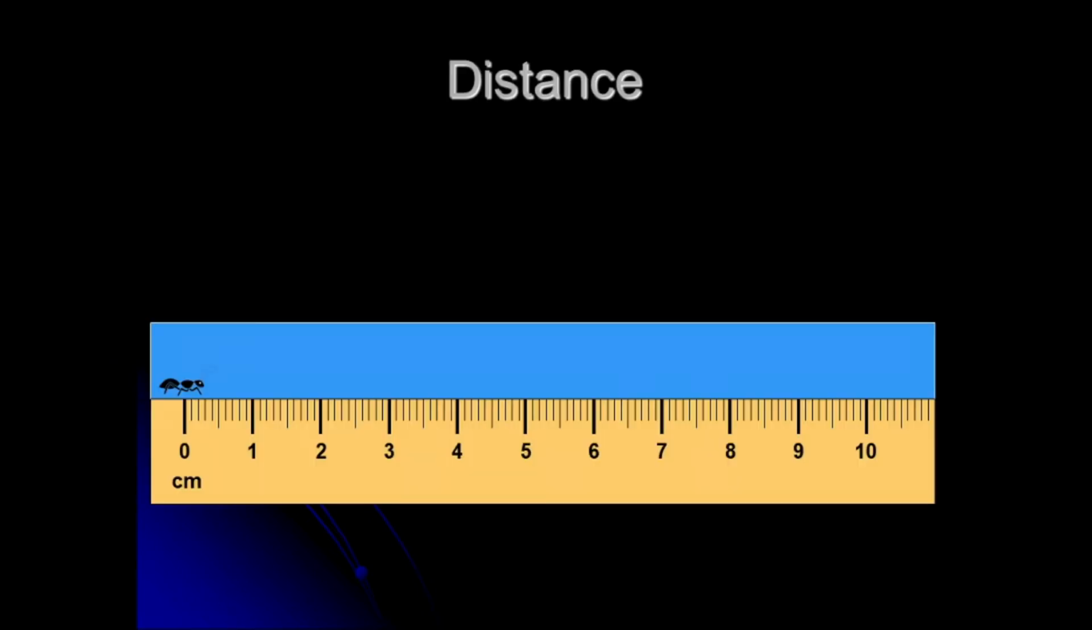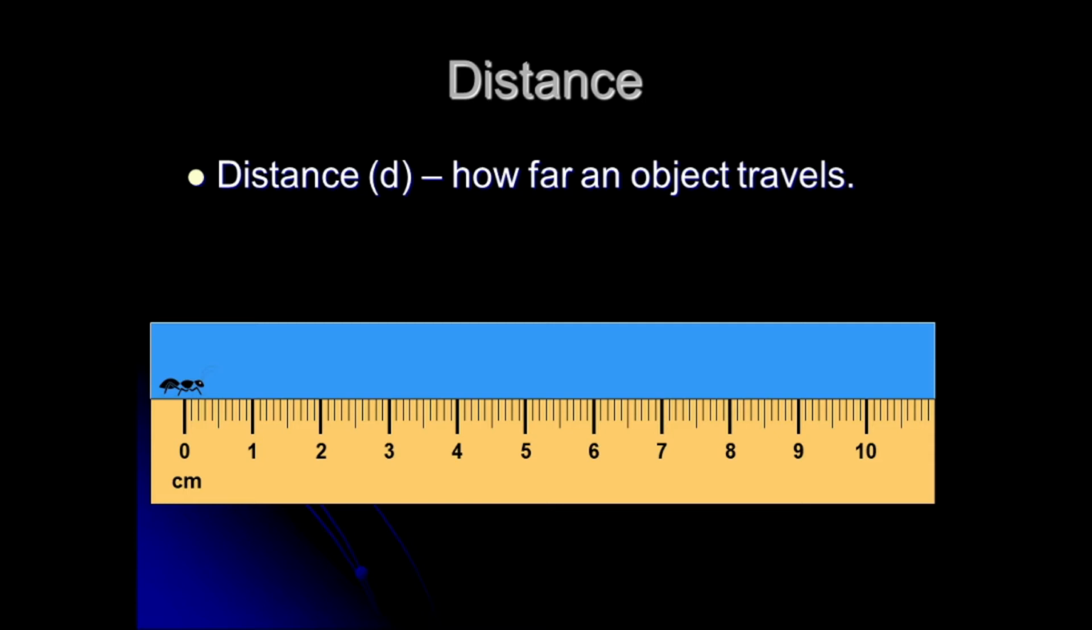In this video, we are going to tackle distance, displacement, speed, and velocity. Now first, what is distance? Distance refers to how far an object travels, and it does not depend on direction.